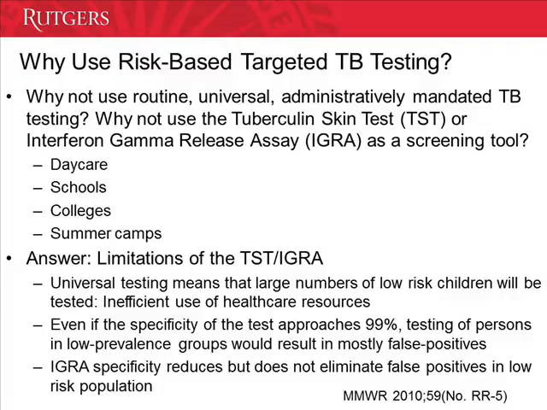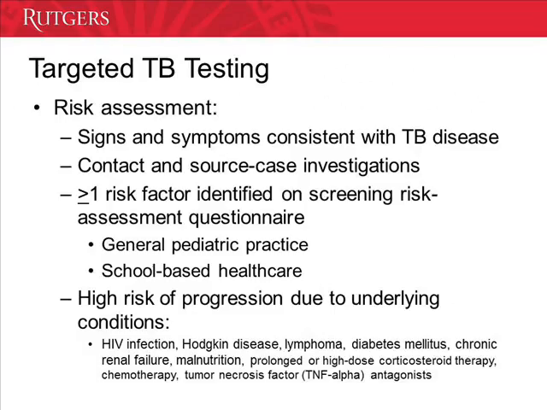So what we're trying to do, and I hate to say it's sort of like profiling, is to find groups that are really at high risk and test those particular persons, and in this case, children. So targeted testing is a risk assessment. Who would you target? Obviously, people who have signs and symptoms consistent with TB. Contact and source case investigations.